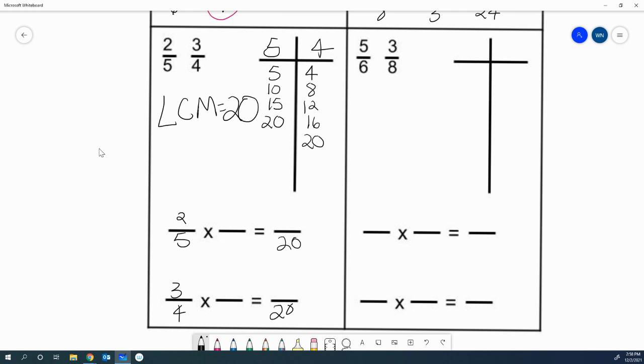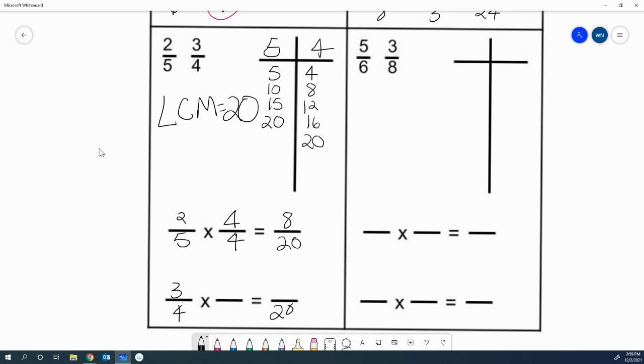All right, so in order to get from 5 to 20, we're going to multiply by 4. Now, if I multiply the denominator by 4, what am I going to multiply the numerator by? 4 was the correct answer. I really hope you got it. 2 times 4 is 8.